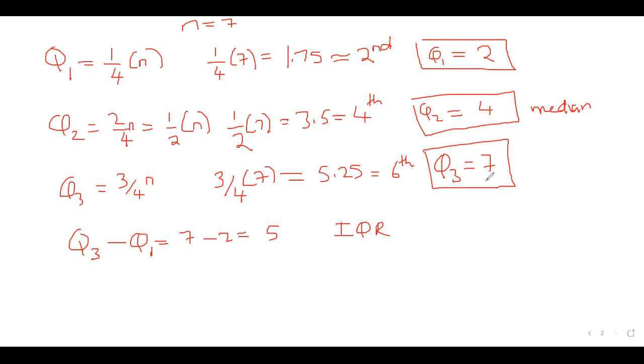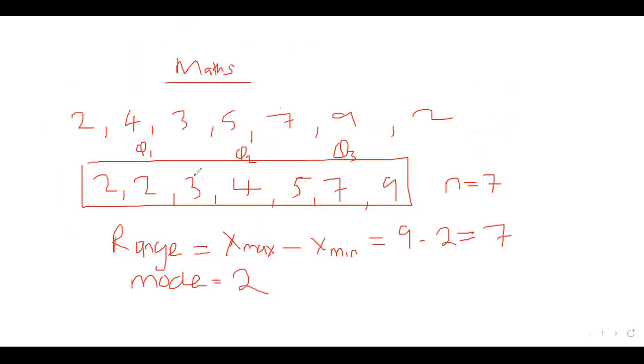Okay, the difference between the highest and the smallest is called our interquartile range. Now, the data that we have here, we can also calculate other measures of central tendency called the mean, the standard deviation, and the variance.